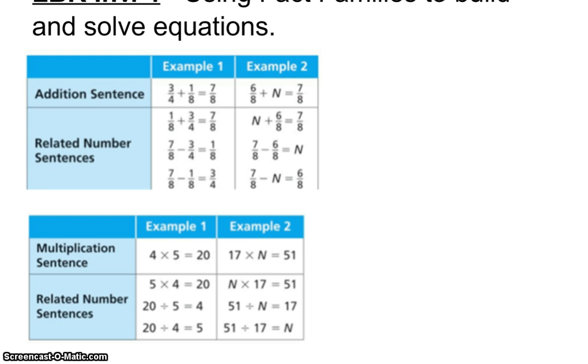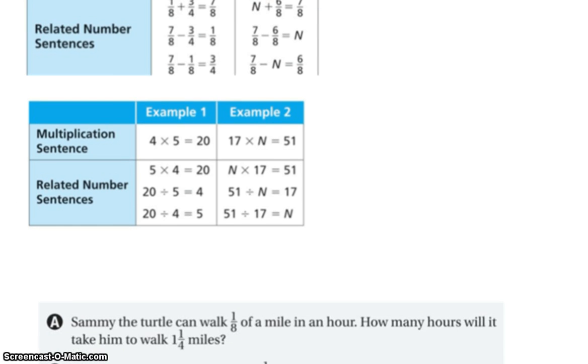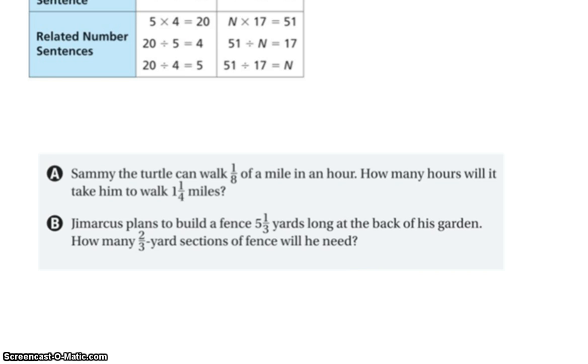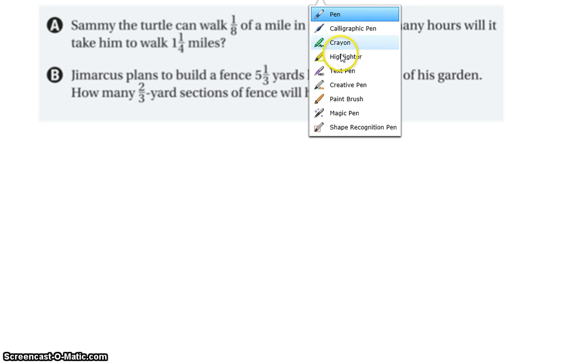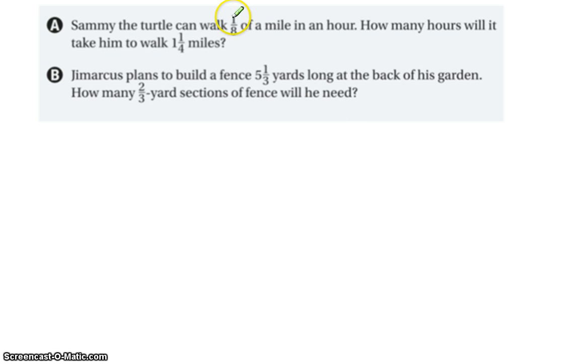All right, so let's take a look at a few problems. In the first problem, I have problem A here, and these are out of your book. Sammy the turtle can walk 1/8 of a mile an hour. How many hours will it take him to walk 1 1/4 miles? Well, first off, I'm going to highlight some stuff that I need from this problem. I need to know 1/8, 1 1/4, and then I need to know my question of how many hours will it take.